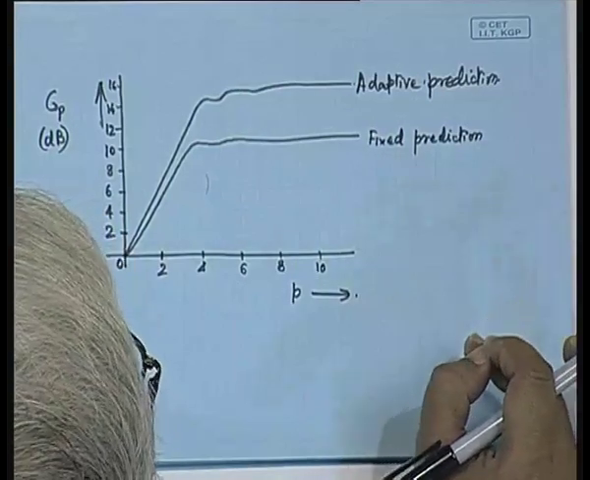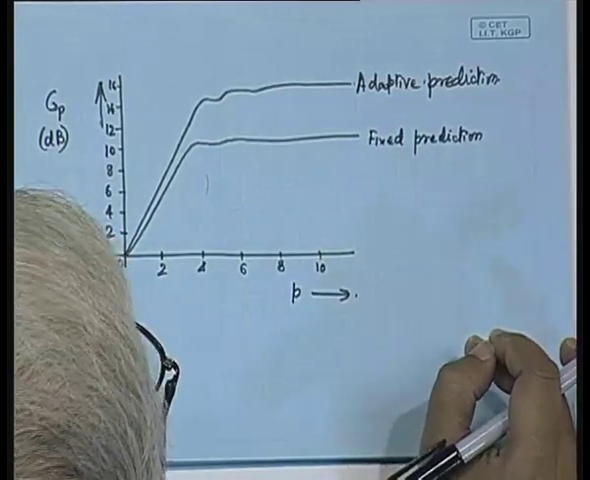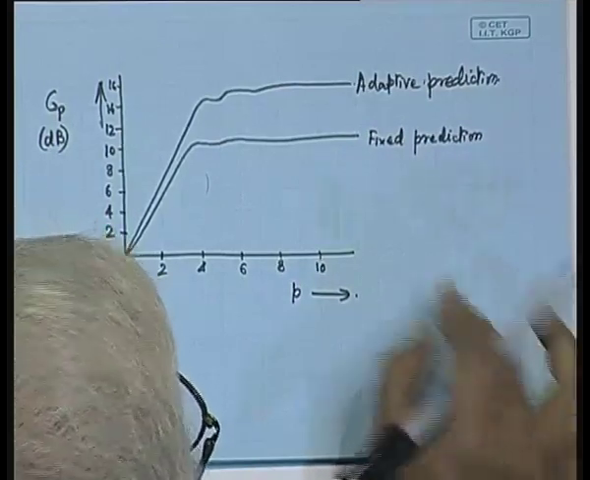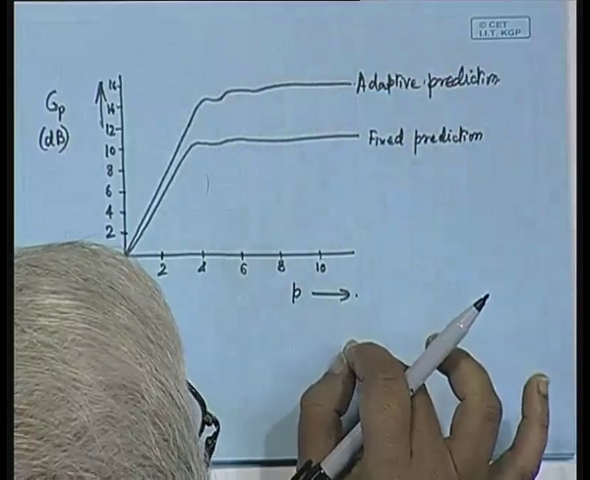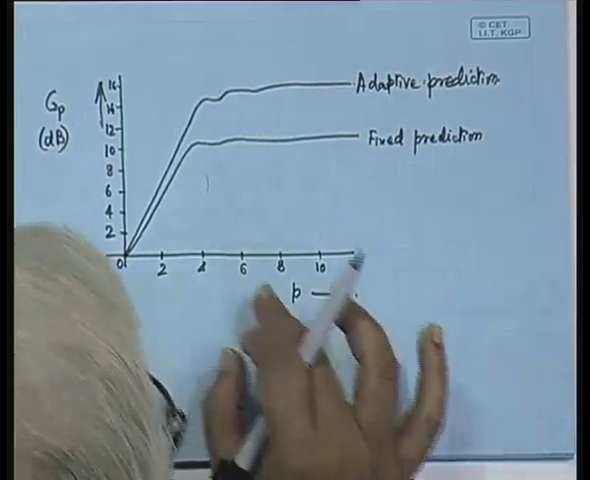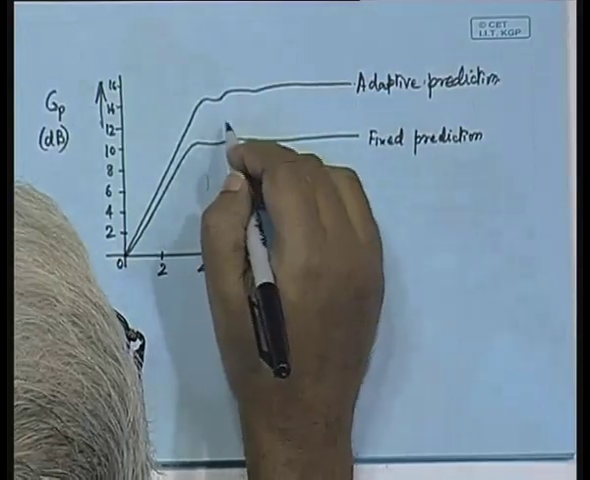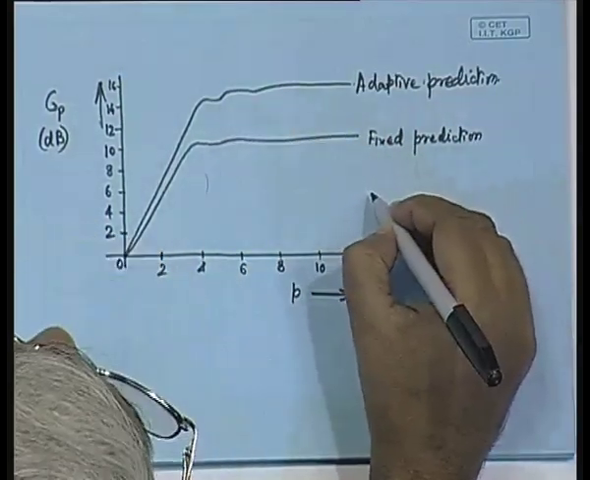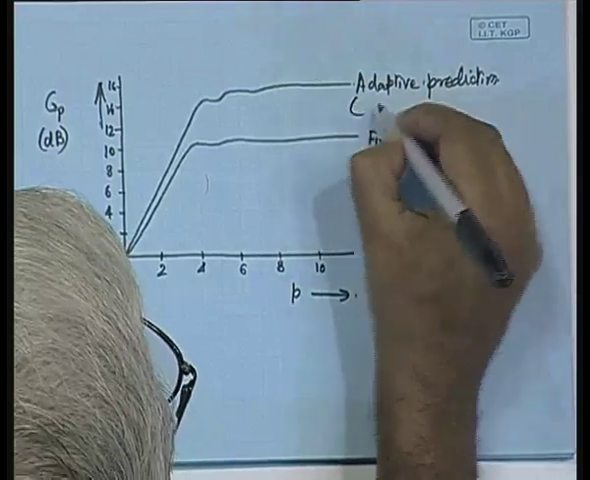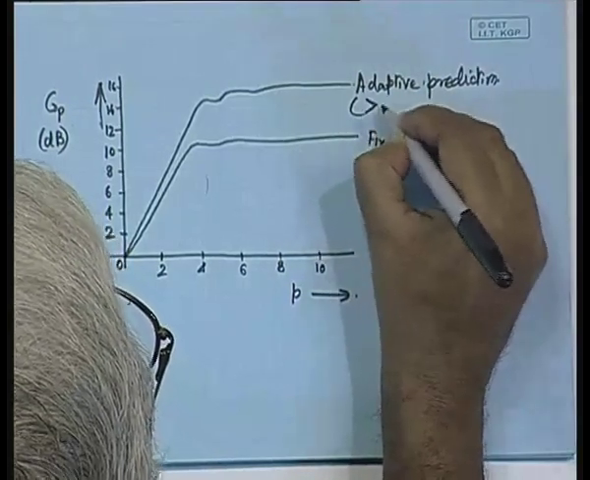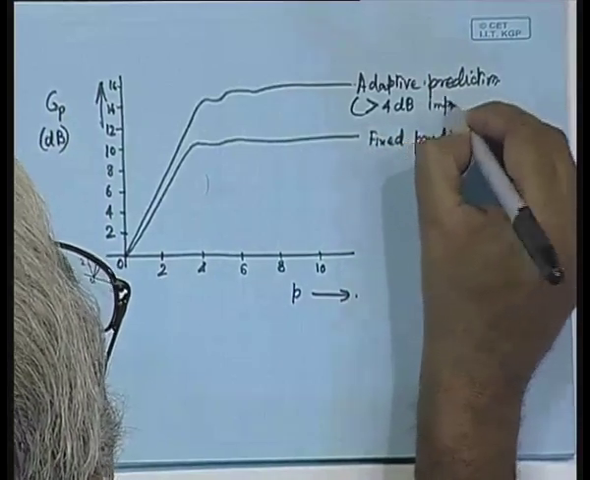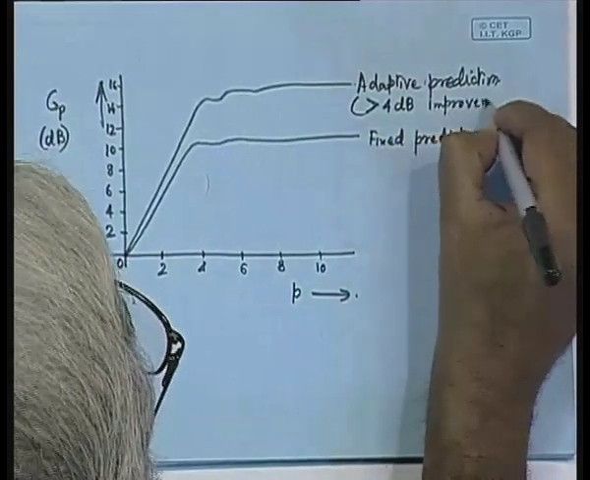And another observation we can make is that as compared to the fixed prediction, the adaptive prediction, by looking at this graph, one can conclude, gives almost 4 dB of improvement. So, around 4 dB improvement, greater than 4 dB improvement over that of the fixed prediction.